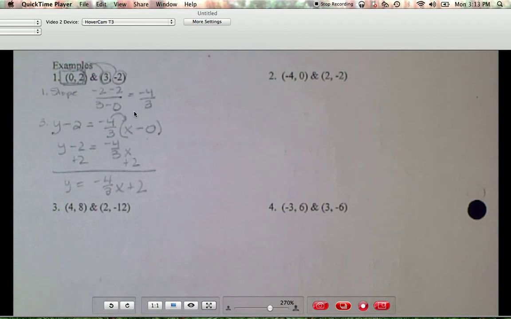Now, if you stopped here or didn't try this one on your own, please stop now and try one on your own. You will learn more if you try them on your own first. So let's see what happened on number 2.